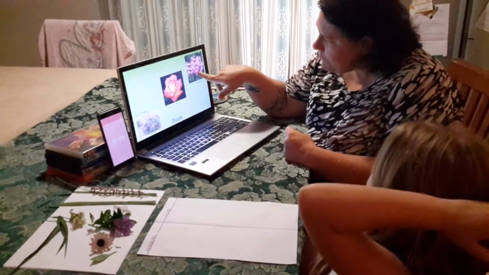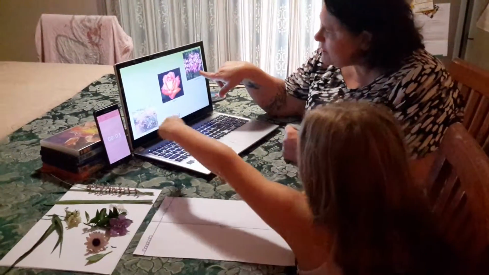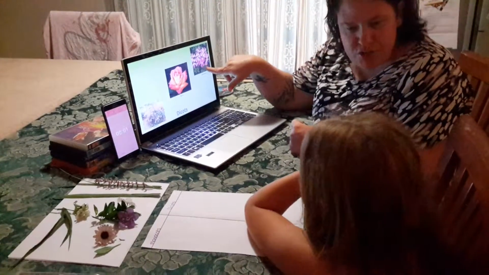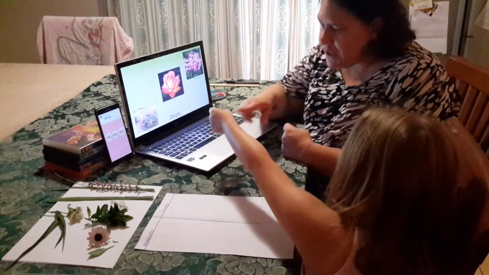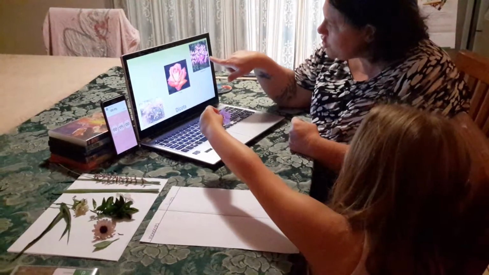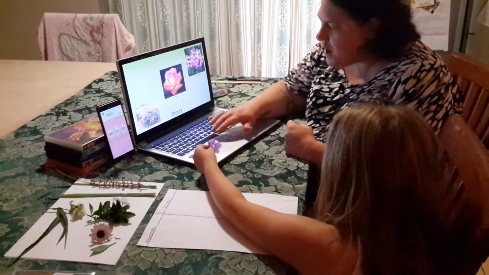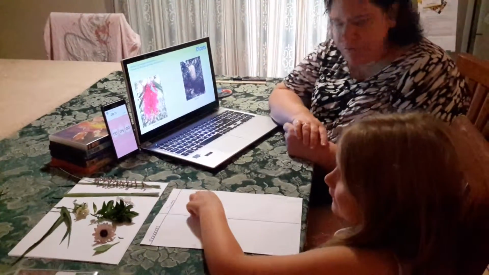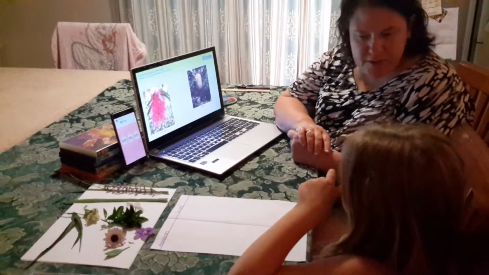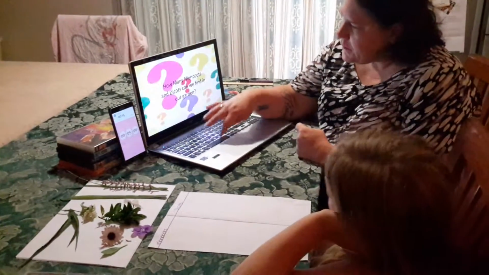This one, geraniums give a very good description, don't they? Yeah. They give a very good description of how many petals on the flower. Oh yes, that's very similar, isn't it? 1, 2, 3, 4, 5. And look, even our beautiful bottle brush and Banksia are the same, aren't they?